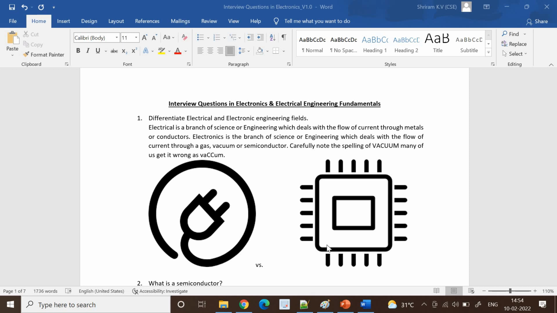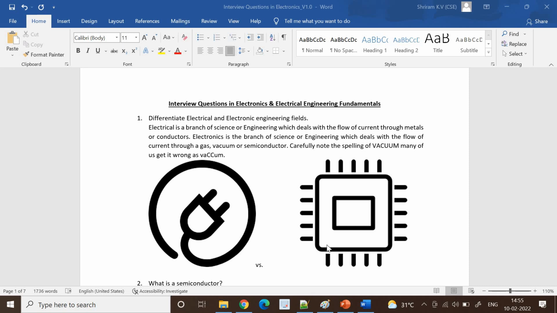Differentiate electrical and electronic engineering fields. It's a very fundamental question. It is very important to know the answer in a very neat way. Electrical engineering is a branch of science or engineering which deals with the flow of current. Please understand, it deals with the flow of current through metals or conductors. But electronics, on the other side, is a branch of science or engineering which deals with the flow of current through a gas or vacuum or semiconductor.